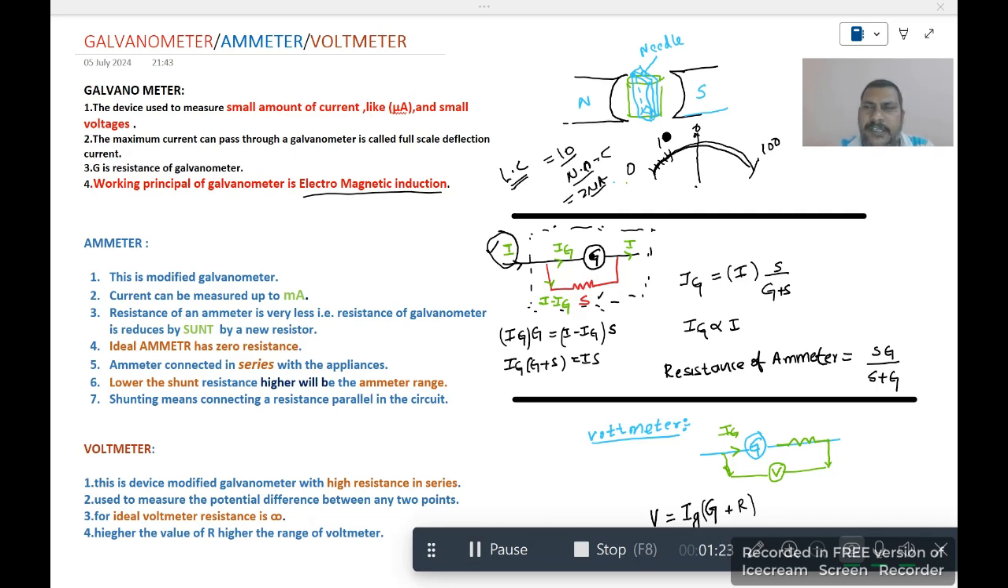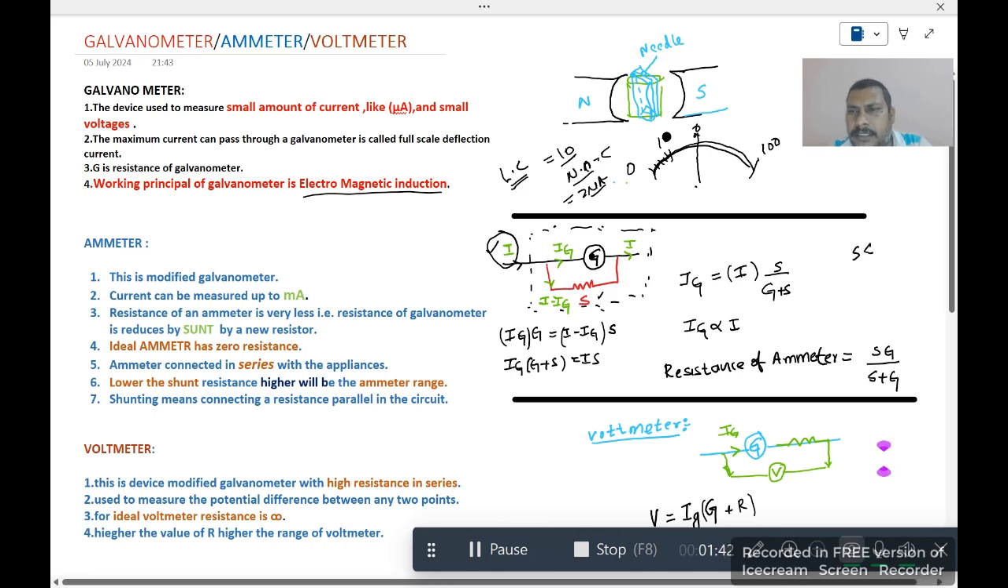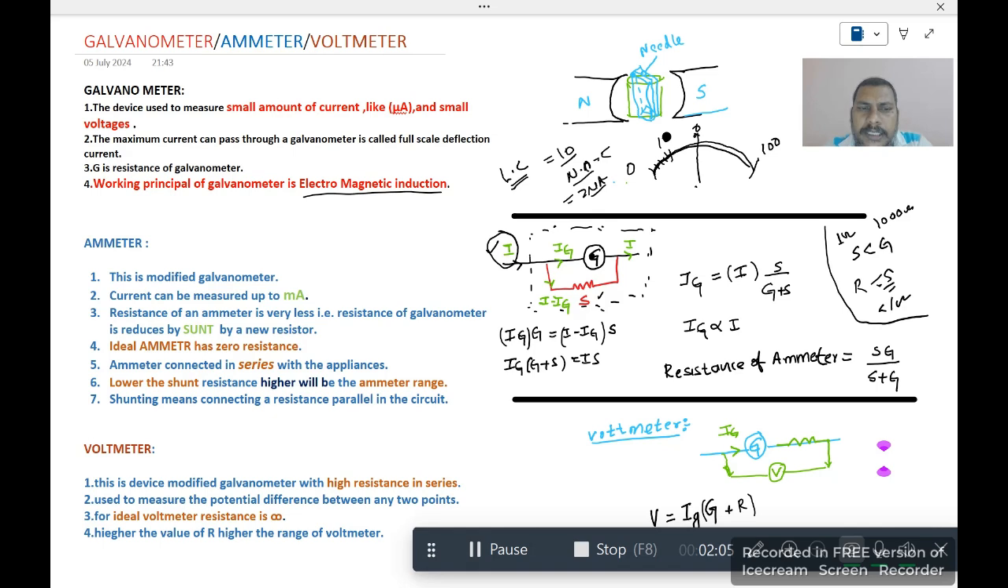Now, the ammeter is connected in series with all the appliances in our households, and the shunting resistance is low, so the overall parallel resistance will become even lower. We already know that in a parallel connection of resistors, for example with two resistors, S is less than G, consider. So the effective resistance will be less than S. For example, this is 1 ohm and this is 1000 ohm. So now the effective resistance is less than 1 ohm. If it is 0.1 ohm, then the effective resistance is also less than 0.1 ohm. So the lower the resistance, the more the range of the ammeter will be.